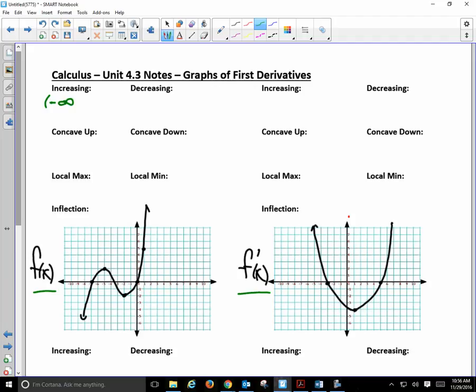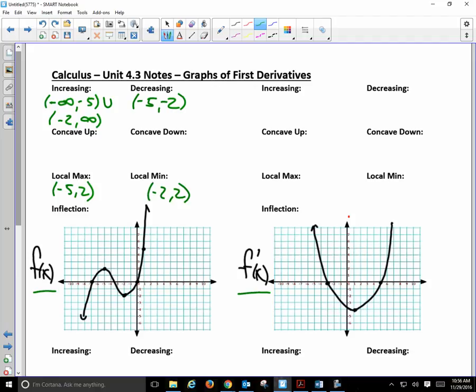Sure, negative infinity to negative 5, union with negative 2 to infinity. So decreasing from negative 5 to negative 2 then? Everybody okay with that? Where would you say is the local max? Negative 5, positive 2. So that's an actual coordinate, the location of the max. The local min, negative 2, positive 2.